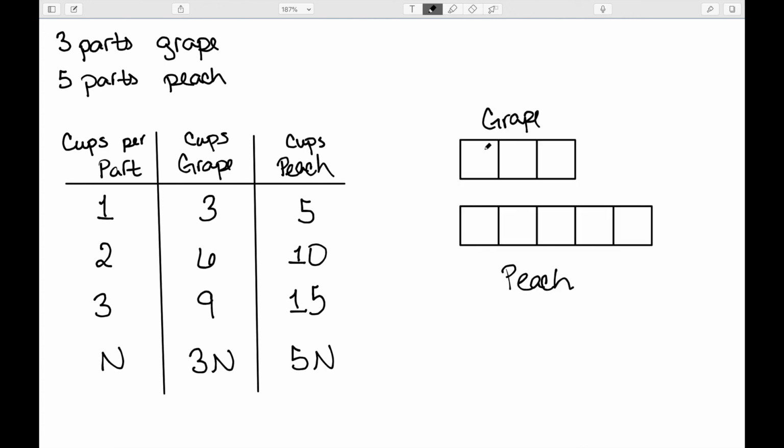Here's my strip diagram. I know I need 3 parts of grape for every 5 parts of peach, and we can write our numbers on here. So for instance, if I know I have 4 cups per part, I could write a 4 on each. And that would give me a total of 12 cups of grape juice. I could write a 4 on each of these. And we could see that would give me a total of 20 cups of peach juice.